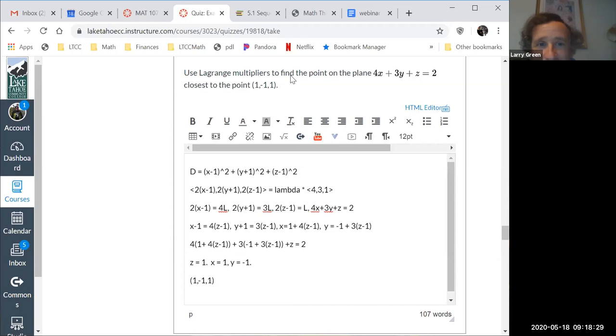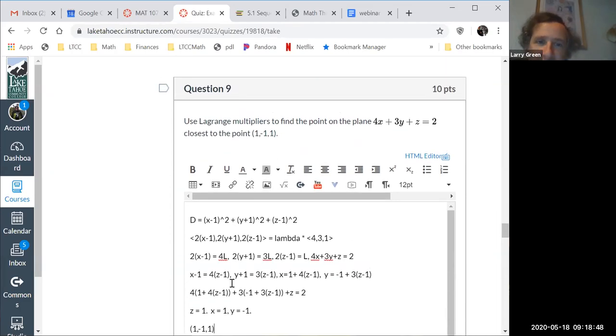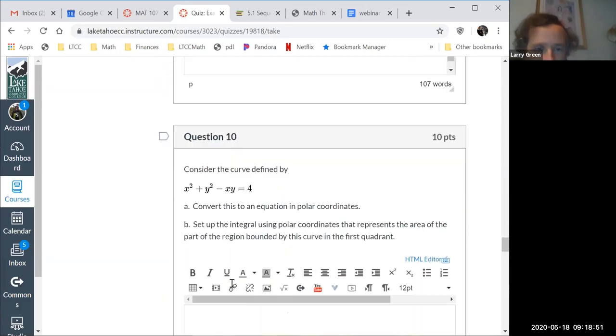So I want to use Lagrange multipliers to find the point on the plane that's closest to this point. Well, this point is on the plane. So obviously, if you're on the plane, you're closest to yourself. Does that make sense? I don't think anybody noticed it, which is kind of funny. Any questions at all on this problem? Question 9? Okay, let's look at question 10.